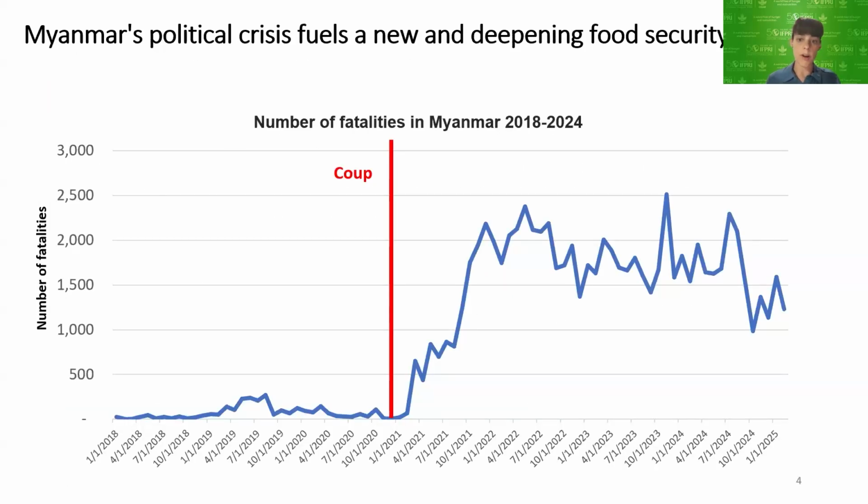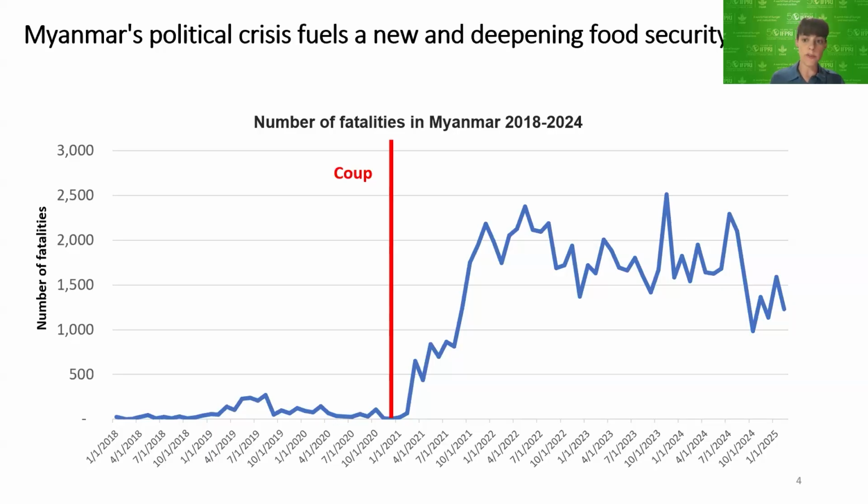So we test our model using Myanmar, a country of 57 million diverse people. Myanmar is often cited as having the world's longest running civil war. It has experienced continuous internal conflict since World War II.